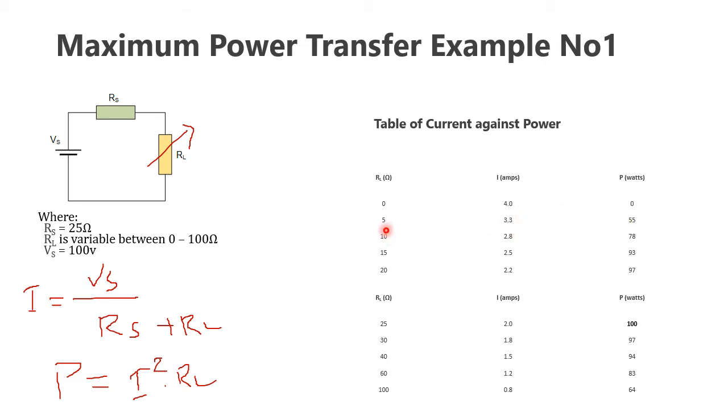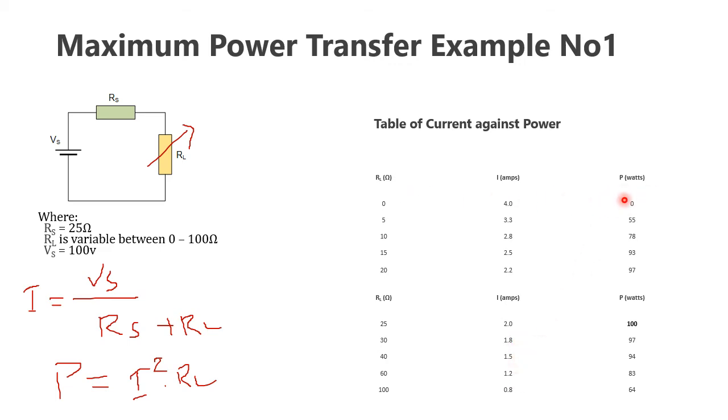Then if we apply 5 ohm for RL, we will get a current of 3.3 amperes and the power will be 55 watt. Then if we substitute 10 ohm for RL, we will get 2.8 ampere current and the power will be 78 watt. Then so on, we apply from 0 to 20, then 25 to 100, and the current varies. You can observe that from 0 to 20 the current is reducing, from 4 to 2.2, and then it keeps reducing. So almost from 0 to 100 ohm the current is reducing.